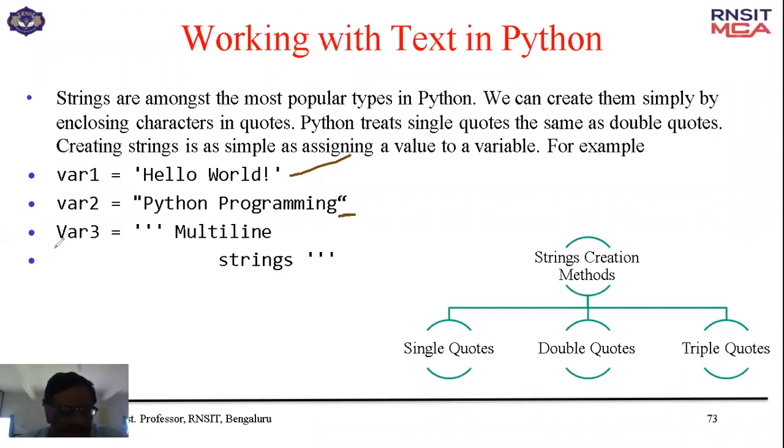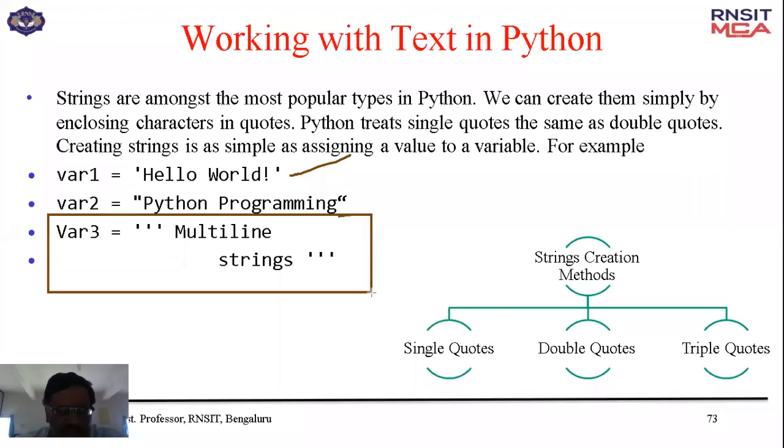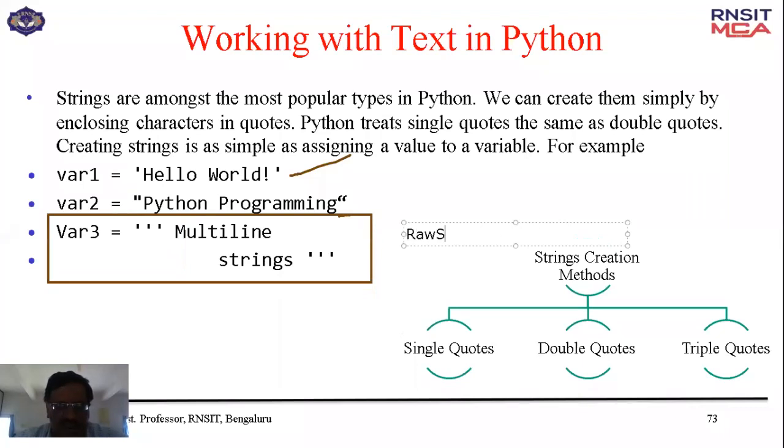And the third type, the third type we call this type of string creation a raw string. But why is it called a raw string? Because it can contain all the characters inside this string, irrespective of anything. All the characters are being included. So that's why it is called a raw string.